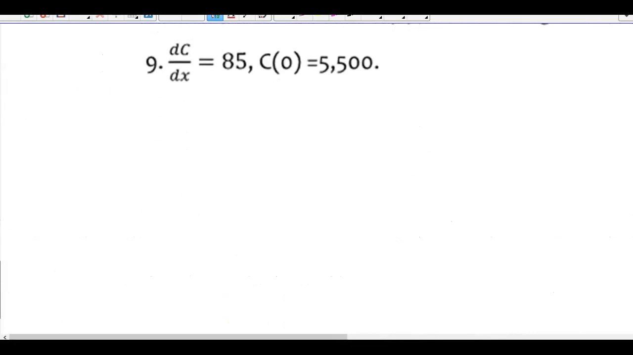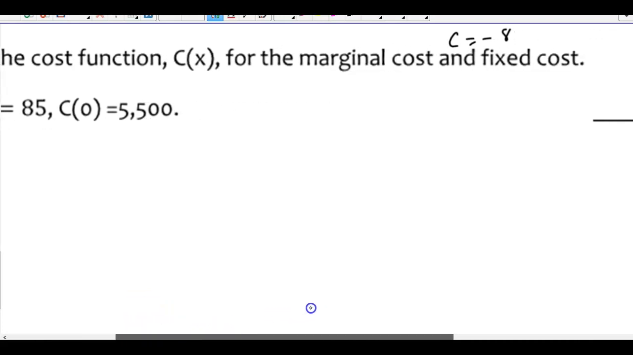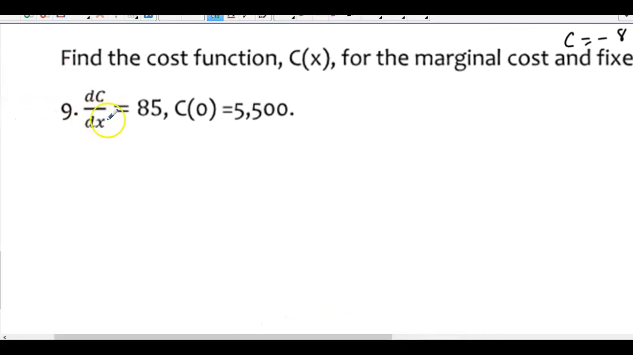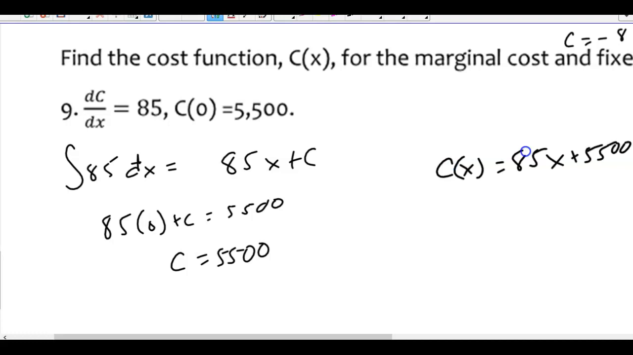For number 9 here, find the cost function, c of x, for the marginal cost and fixed cost. All right, so the derivative is 85, and c of 0 equals $5,500. So if we integrate 85 dx, that's going to give us 85x plus c. And so we plug in 0: 85 times 0 plus c equals 5,500. That's 0, so c equals 5,500. So that equation is going to be c of x equals 85x plus 5,500. And that's what you would put on the line.